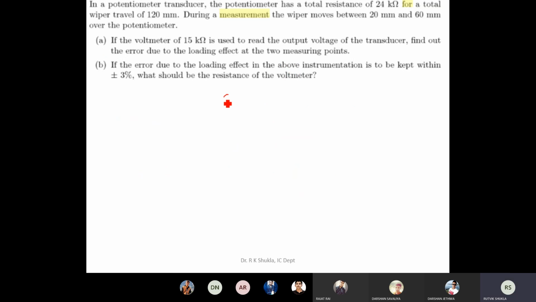So from this, generally, what is the error? Error is generally your ideal value minus what you actually get, divided by the ideal value, multiplied by 100 into percentage. That is what percentage error means in this case. Ideal voltage minus actual voltage upon ideal voltage into 100%.